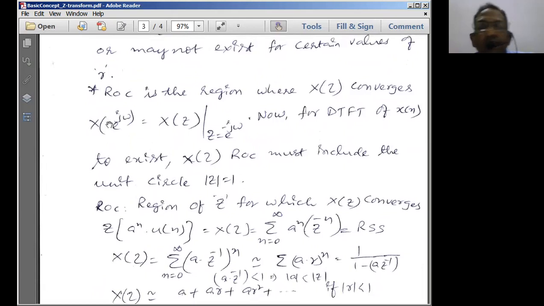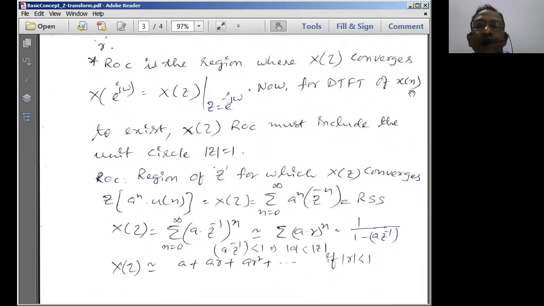So therefore I can speak about ROC here based on this. So the region of convergence is the region where the X of z converges. That means it should really give us a value. So X of e to the power j omega becomes equal to X of z for z equal to e to the power j omega.